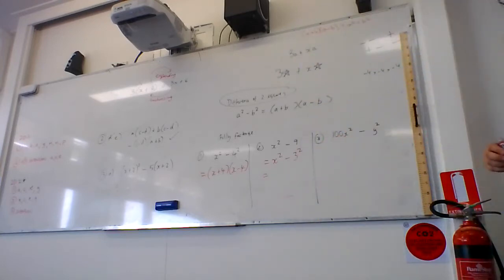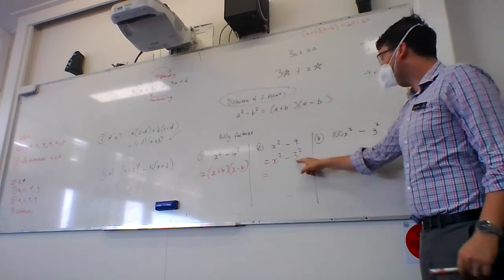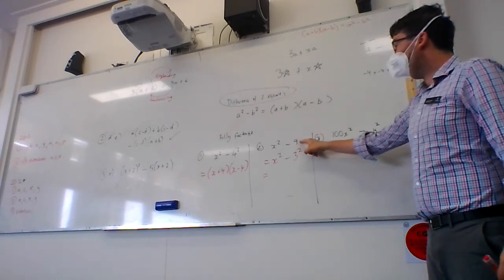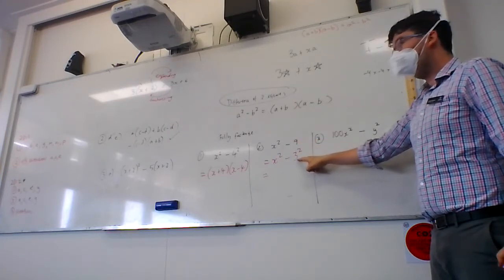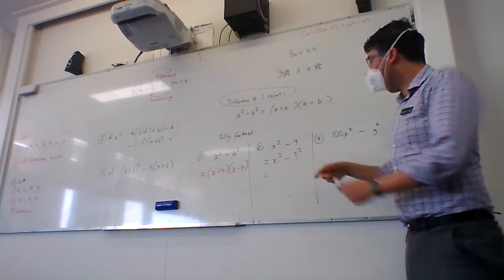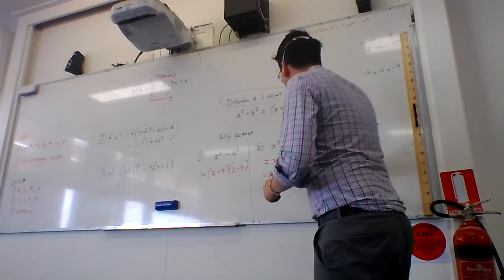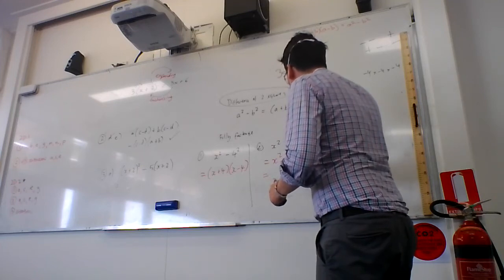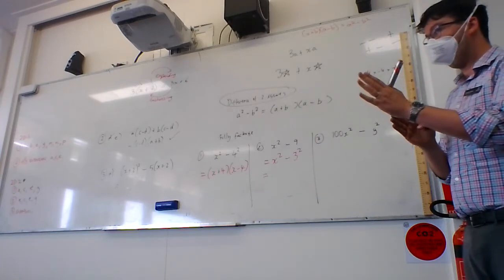Wait, if it's, would it be a positive then? Would it have to be a positive 9? It's x squared take 9. Well, because it's a negative 3 squared, wouldn't that make it a positive 9? No, but notice the minus, it's not in brackets. It's not like this. Okay? Because there's no brackets, it's a negative. Good question.